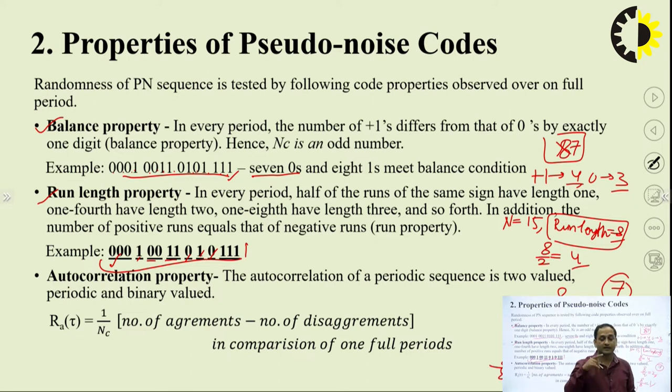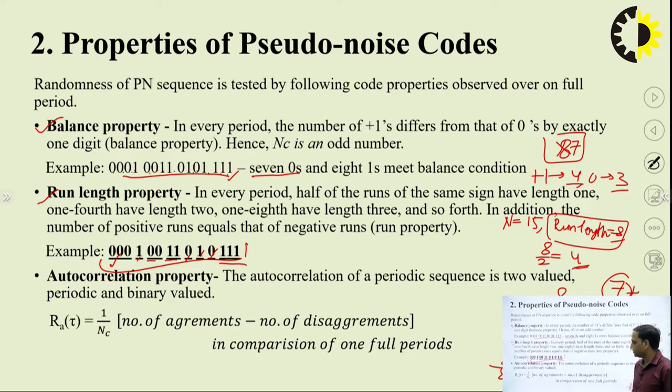So one more length is there, which is of length 4. So we can see 1 left, that is 1, 1, 1, 1. So this is of length 4 in the run length. So we can count it here now. So the 7, 4, 2, 1 and then 1, it becomes equal to 8. So this is the way how we can find the run length property.